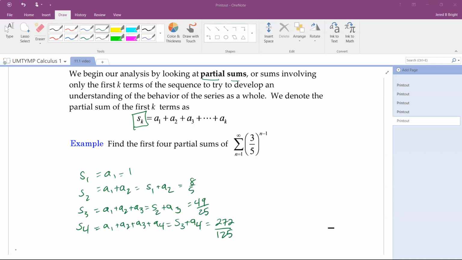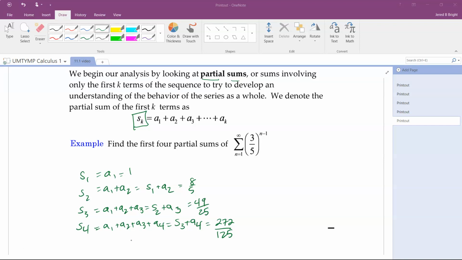And here's what I got. So the first term is just 1, okay, and then 8/5, 1 plus 3/5. And notice here I just have a couple different representations. I have a1 plus a2, or you can say it's s1 plus a2, right? s1 is the same as a1. And then for s3, we take s2, 8/5, and add on a3, which is 9/25 rather. So we get this. And s4 is s3 plus a4, and that's what I got when I calculated it out.